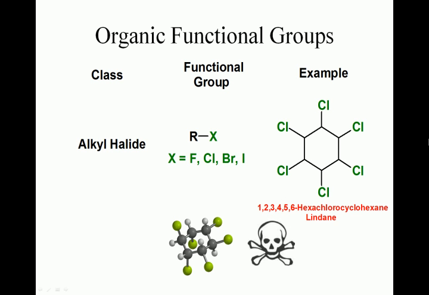Here we have the alkyl halides, and remember that we said that R represents the rest of the molecule, and X generally represents any halogen. This compound, hexachlorocyclohexane, also known as lindane, is an insecticide and a nice example of an alkyl halide. This particular alkyl halide would be considered a secondary alkyl halide, or I guess we could say we have 6 secondary alkyl halides in this molecule.